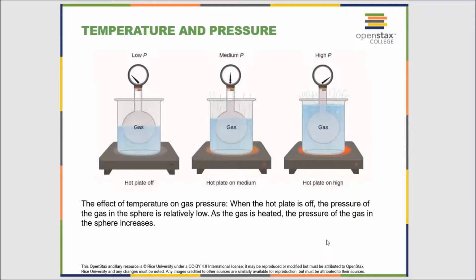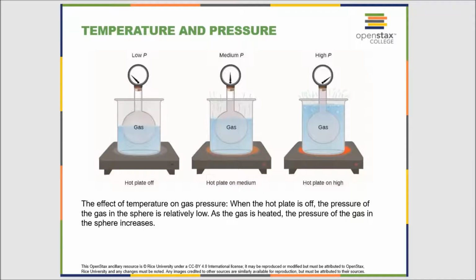In this section, we're going to look at some of the different variables in the gas law and how they relate to one another. Specifically, those variables are pressure, volume, n, the number of moles, and temperature. So these are the variables we want to look at.